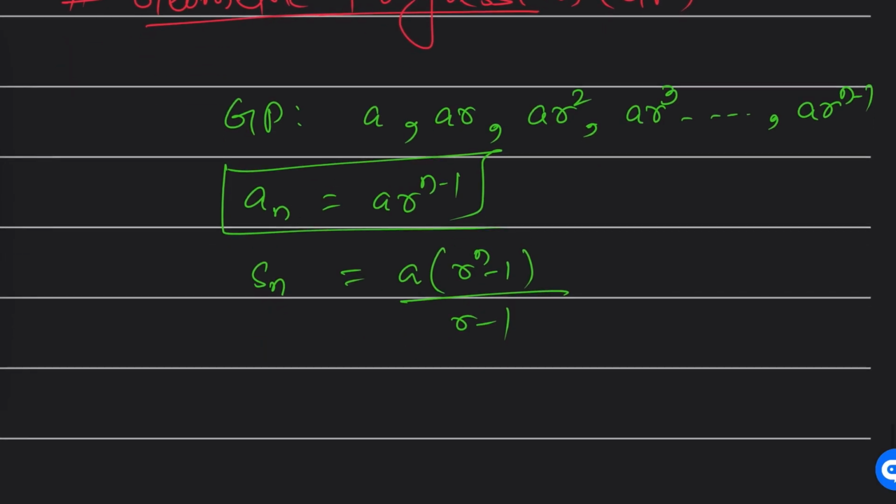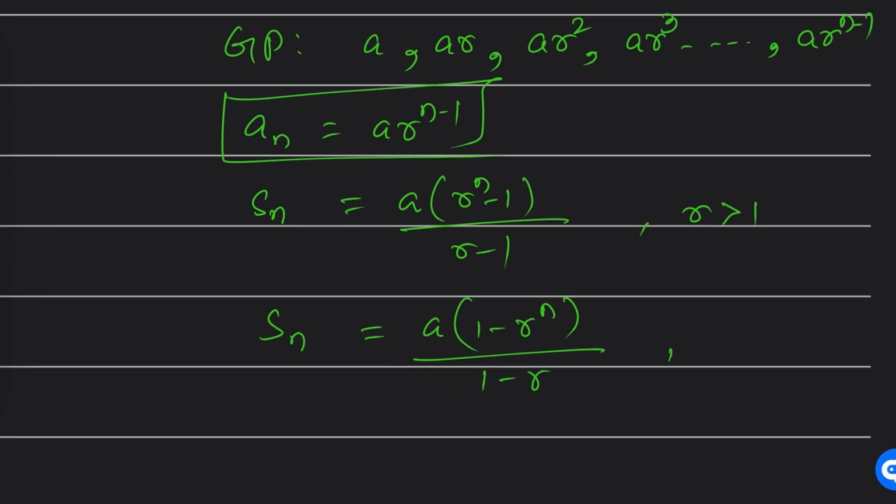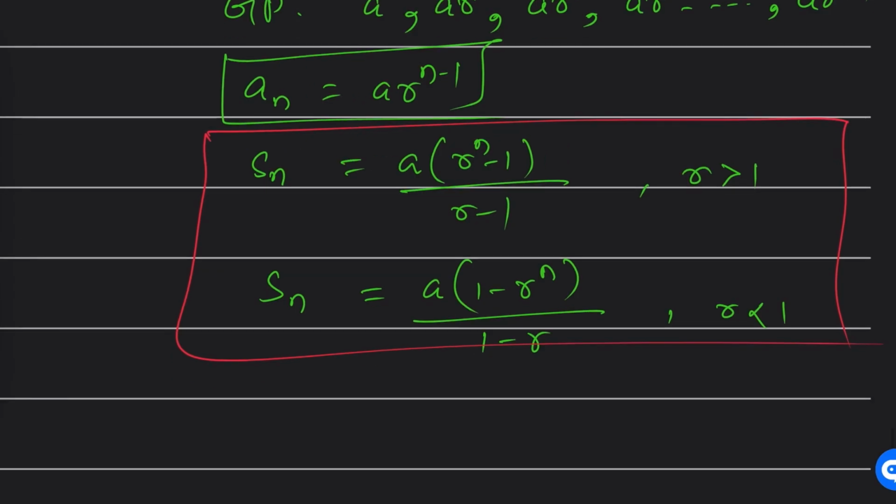Next is, sir, this is one formula when r is greater than 1. If r is less than 1, the S_n can be a into (1 minus r^n) by (1 minus r). So these two formulas you should remember. Sir, actually you can write any one of them, and if a negative sign is coming, no problem, you can change the orientation. Negative sign upside or downside, the negative will be cancelled. So no need to worry, you can remember either of the formulas.